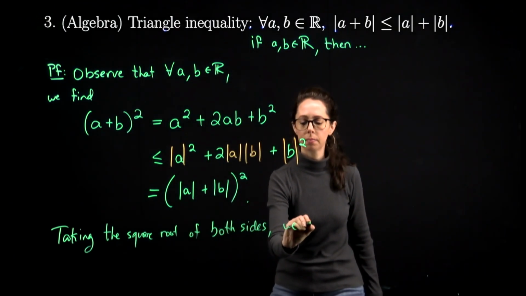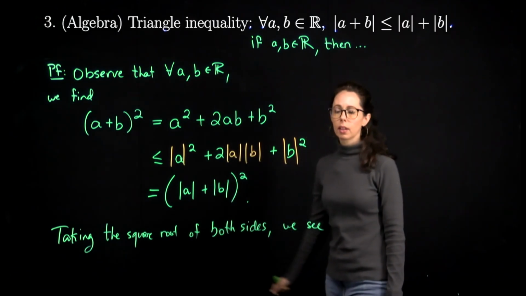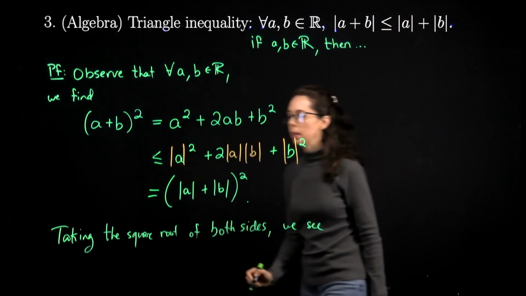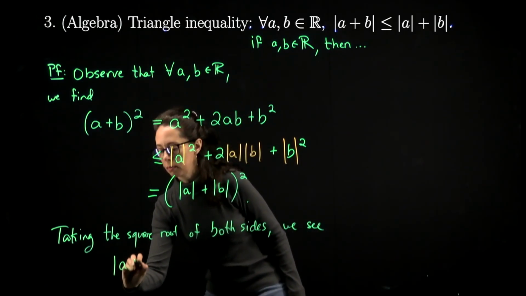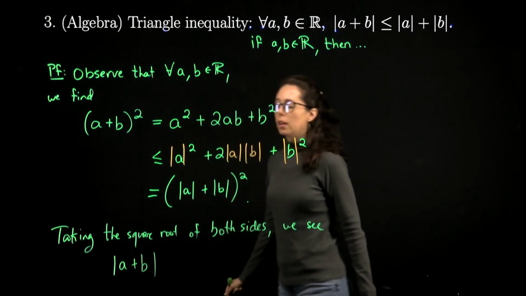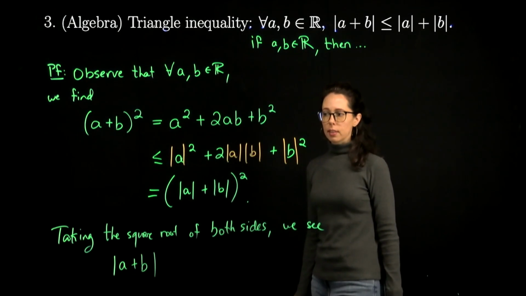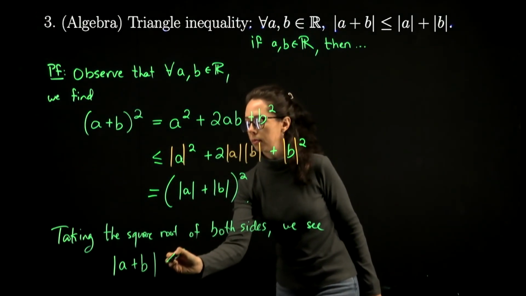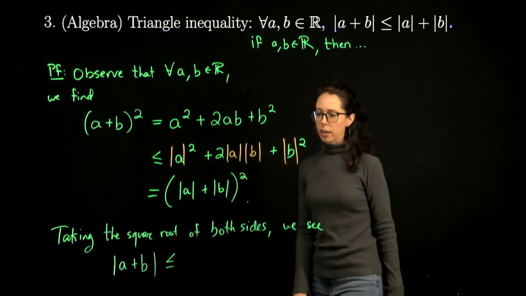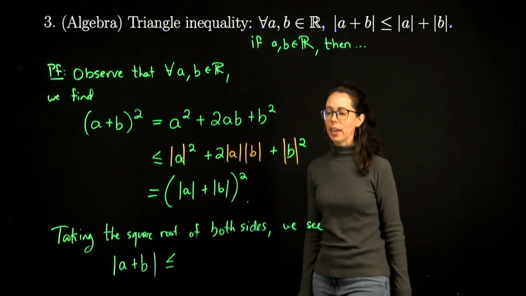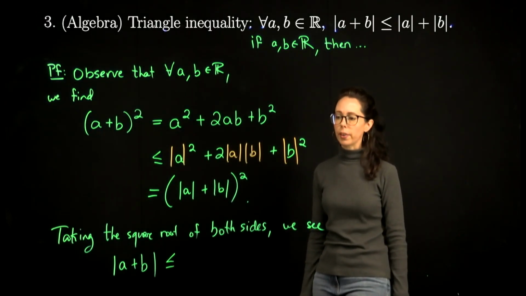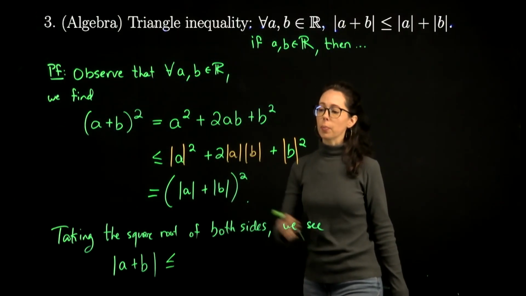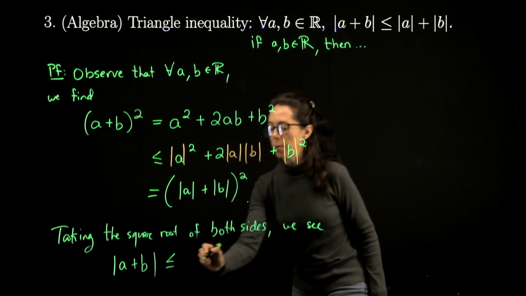we see what comes out of this. The left-hand side is the absolute value of a plus b. Square root preserves the direction of the inequality here. And then on the right-hand side, I could say the absolute value of the absolute value of a plus the absolute value of b, but I know this to be greater than or equal to 0 because it's the sum of two absolute values. So let me jump straight to this.